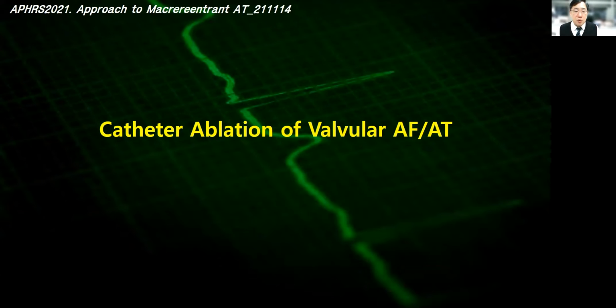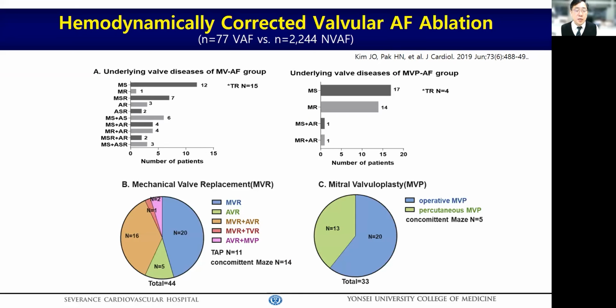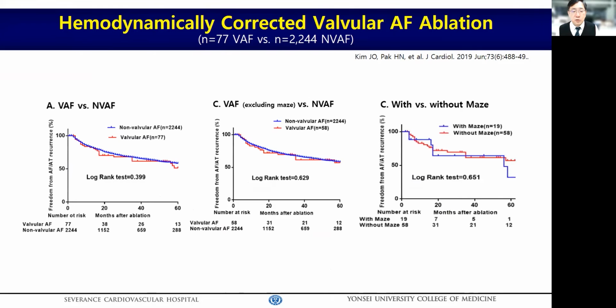Okay, let me introduce our previous study regarding catheter ablation of valvular AF atrial tachycardia in patients who underwent valve surgery. These are the patient characteristics, and we compared the 77 valvular AF, and all those were corrected valvular AF, and over 2,200 non-valvular AF. All the patients underwent catheter ablation, and among 77 patients with valvular AF, majority underwent mitral valve surgery, and 14 of them underwent concomitant MACE procedures.